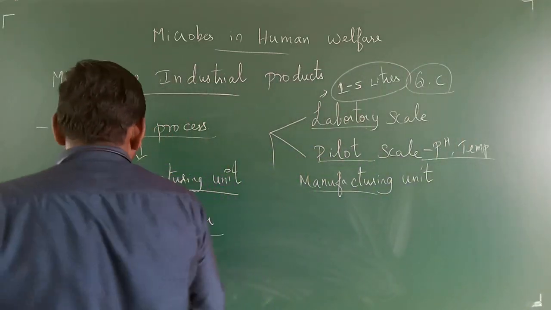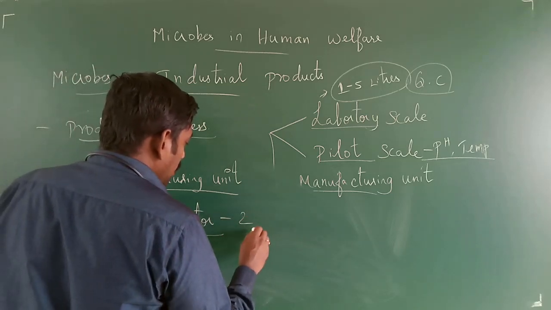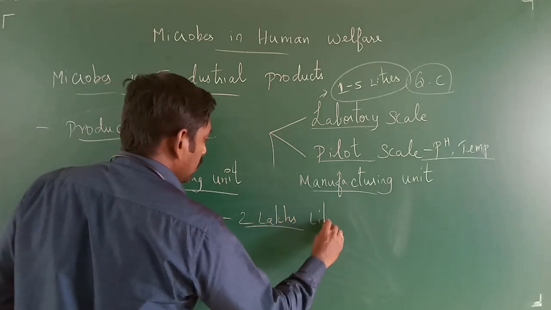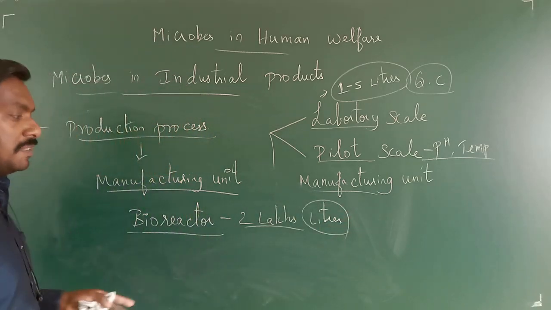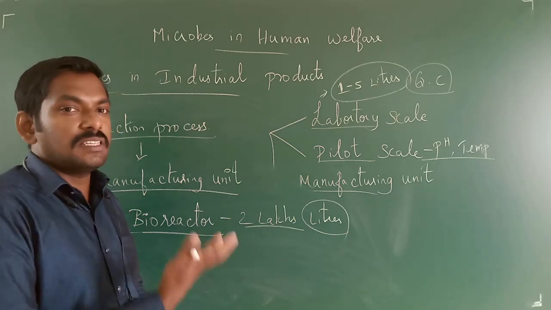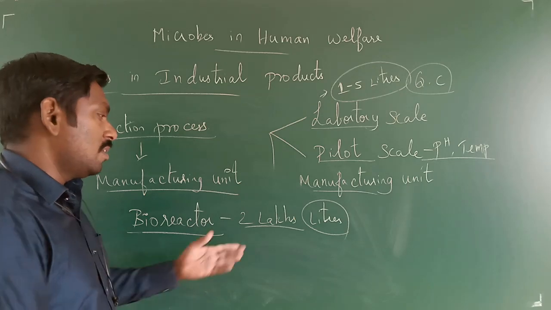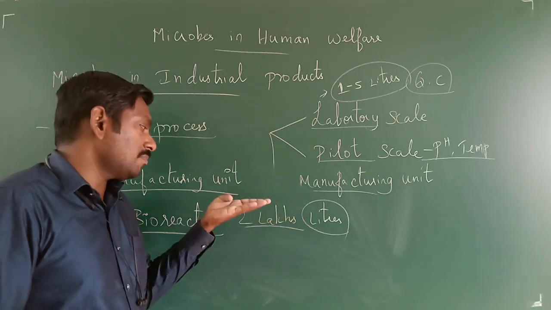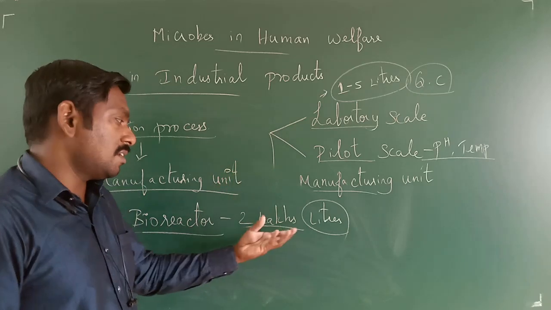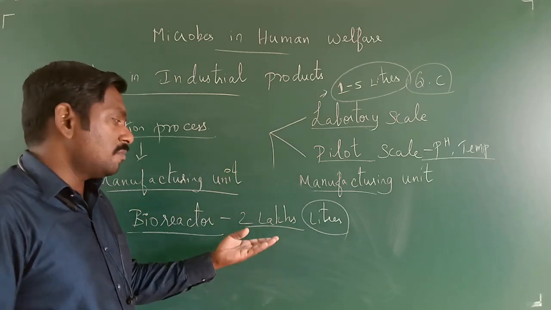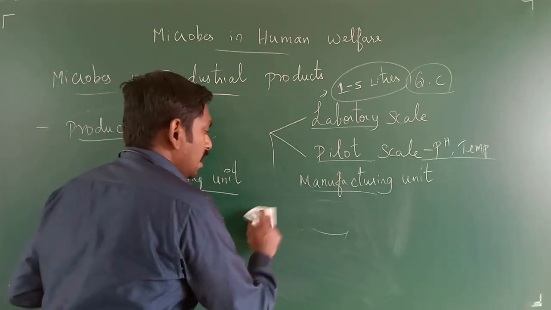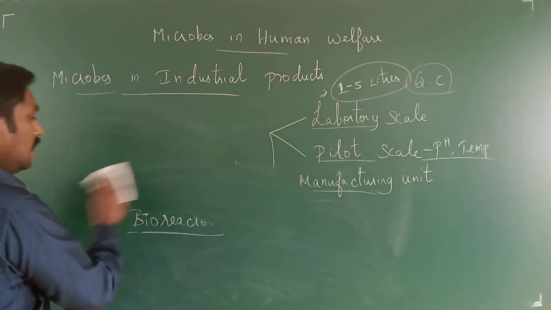For example, some manufacturing bioreactors may contain about 2 lakh liters. Such volumes are also produced. Especially these lakh volumes are used in the production of alcohol. These alcohol fermenters can hold a capacity of about 2 lakhs of volume, where the product will be produced and stored. You will be having such voluminous production areas.